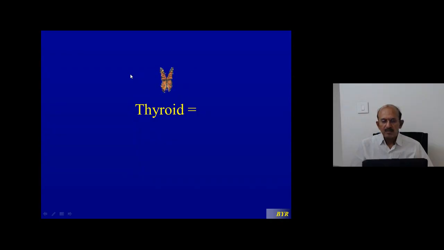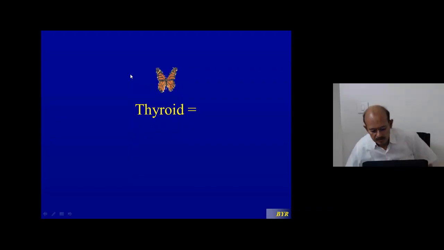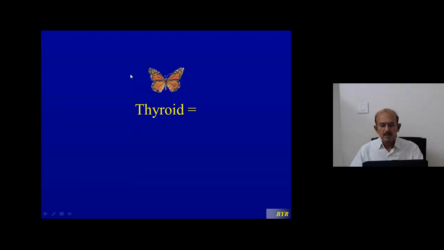And so it was called the thyroid, because the gland is there just in front of it, just by the side of it. The gland also got the name of the thyroid, so it was called the thyroid gland.